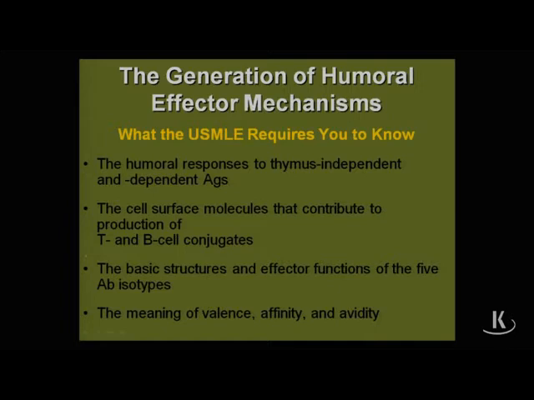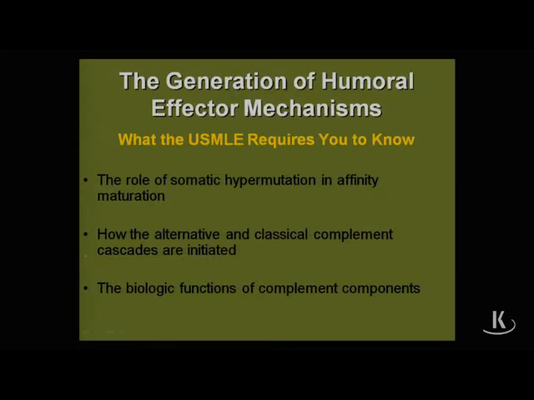We're going to talk about some definitions, the meaning of valence, affinity, and avidity, also the role of somatic hypermutation and affinity maturation during the immune response. We are going to look in this chapter at complement. I know it's everybody's favorite topic, but we have some good news on the complement front that we'll talk about when we get there. Most important for complement is what are the biological functions of the complement component. So really, that's what we're going to focus on when we get to the complement cascade.